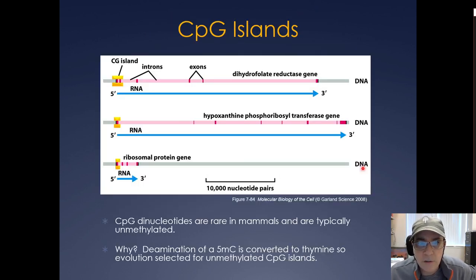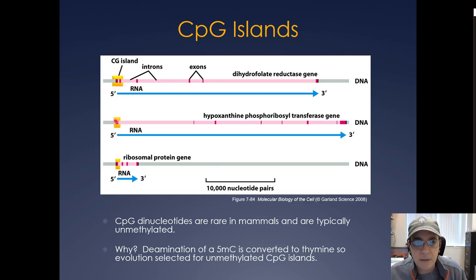Okay, so now let's talk a little bit about CpG islands. And this is something that I really want to sort of drive home to you guys. So throughout the mammalian genome, there's these things called CpG islands, okay? And CpGs can oftentimes be methylated, okay? But in general, the vast majority of CpG islands are not methylated, and we'll see why in a second.